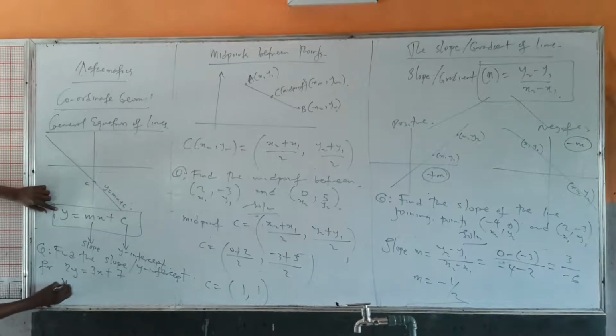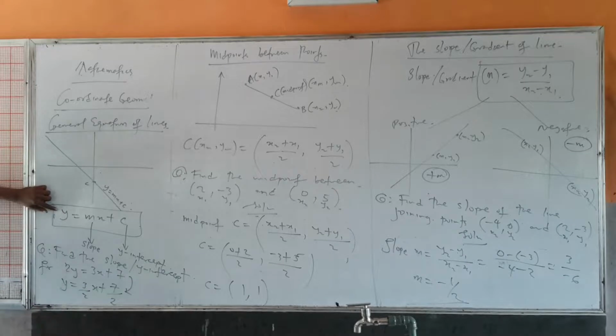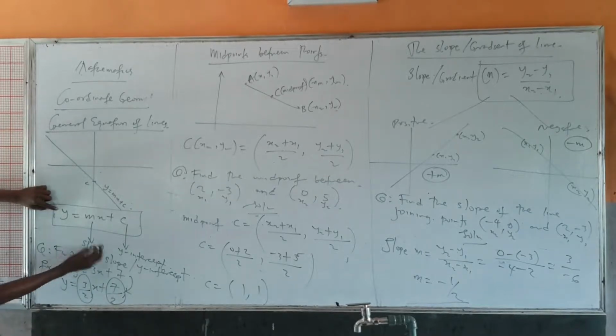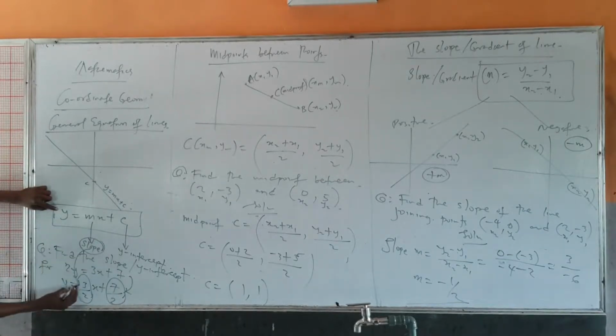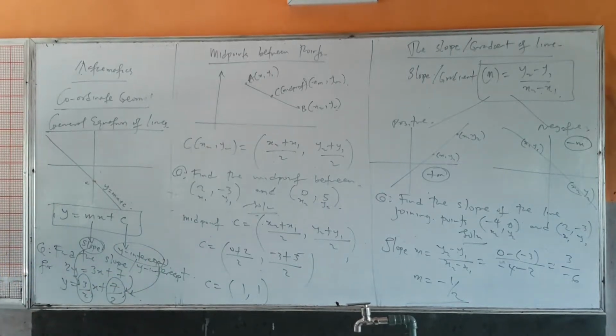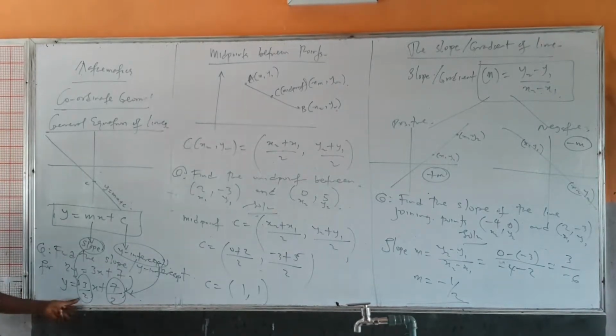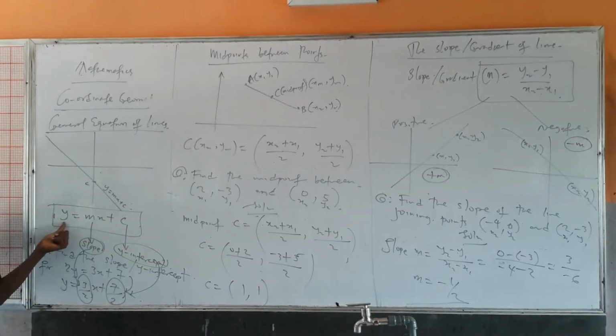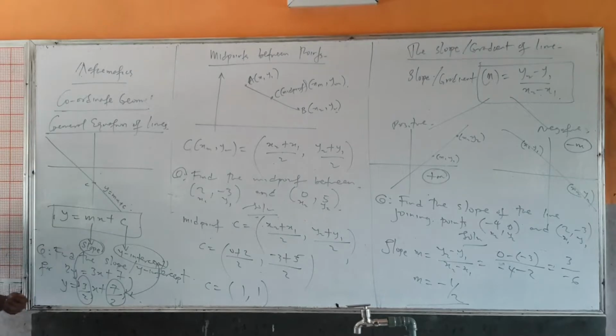If I divide through by 2, I have y equal to 3 over 2 x plus 7 over 2. So what I now have here will be the slope, and what I have here will be the y-intercept. My slope for this line is 3 over 2, while my y-intercept is 7 over 2. So anytime you are given the equation of a line, it is very easy to identify the slope and the y-intercept. All you need to do is write the equation of the line as y equals mx plus c. You pick the coefficient of x to be the slope, and whatever you have here to be the y-intercept.